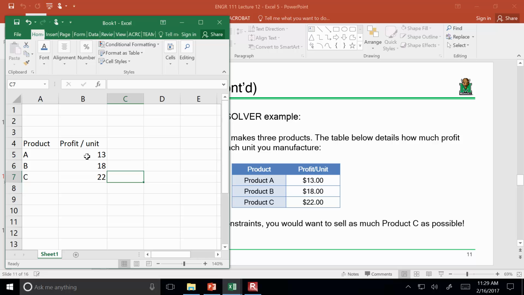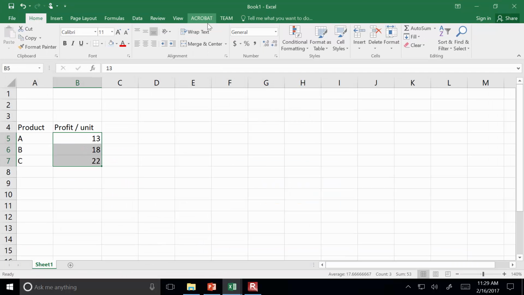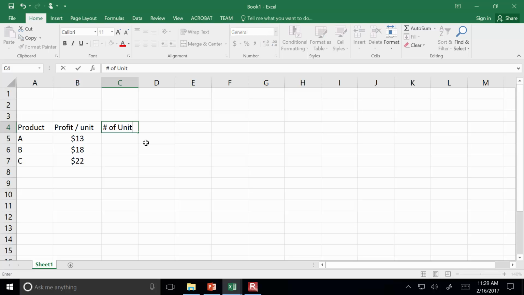And just to make it clear what we're talking about, I'm going to highlight and format those cells as currency, reducing the cents with this button because I don't necessarily have to see those extra zeros. Now we're going to have a field where we find the number of units that we're actually going to make, and then we're going to have a column that says profit. So if we made one of each, then we would calculate the profit just, it's equals the number of units that you make times the profit per unit.